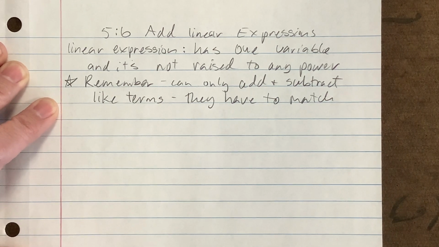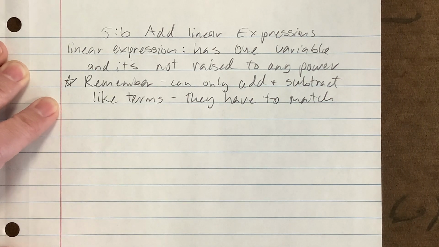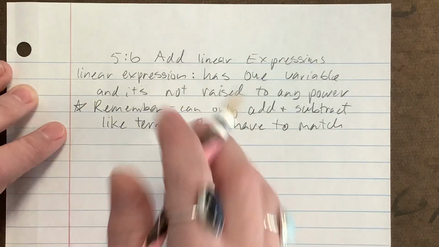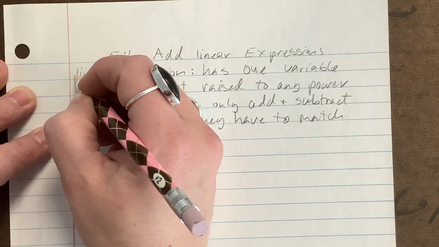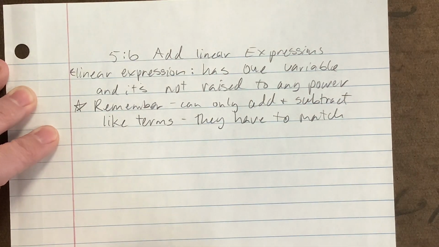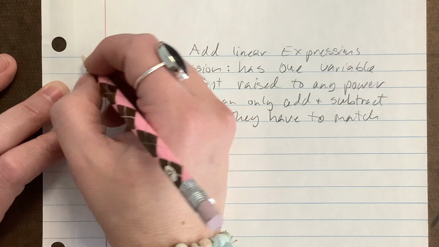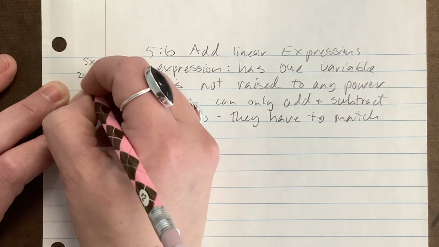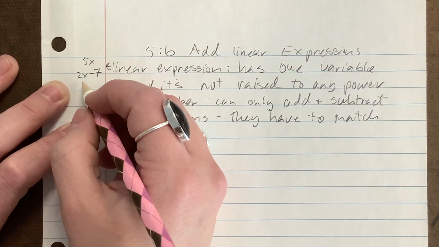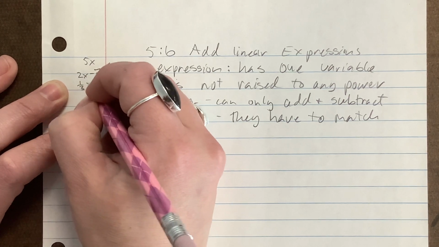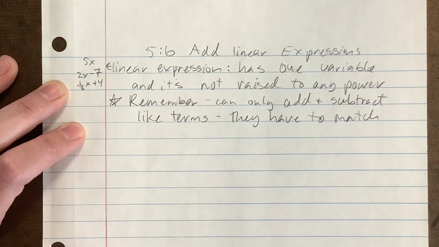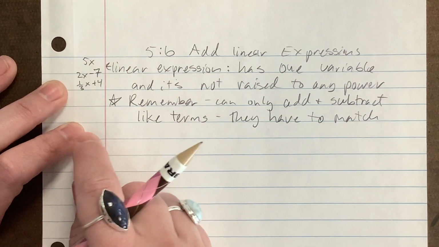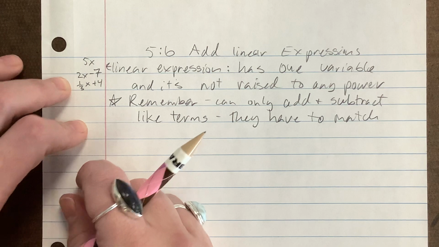With that, I was going to give you examples of linear expressions and nonlinear expressions, and then I got all excited about, yay, let's do problems. Some examples of linear expressions, I'm going to write these to the side. Linear expressions are things like 5x, 2x minus 7, 1/3 x plus 4. It's one variable and it doesn't have any squared or powers.